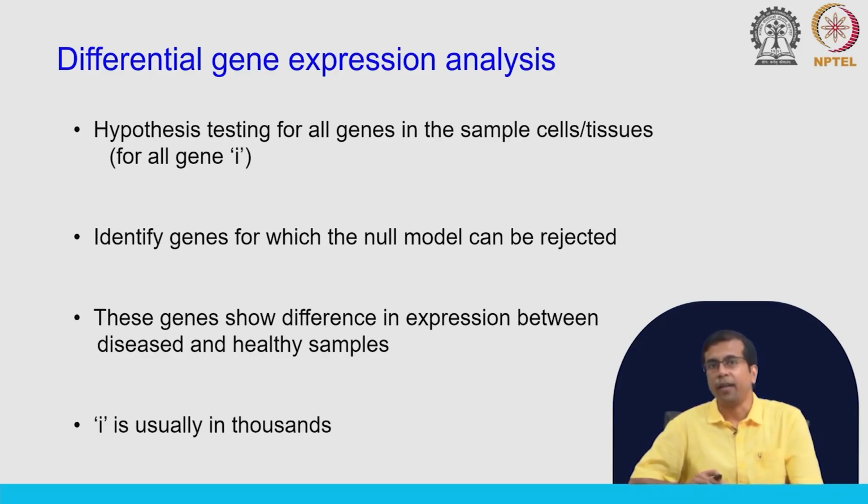Now, this i is usually in thousands or tens of thousands, depending on the organism. If you are talking about a simple bacterium like E. coli, we have 4,000 genes. If you are talking about yeast, it is 6,000. If you are talking about human, 20,000 to 25,000 genes. But if you talk about transcripts, so if you are also considering the isoforms, then that number would increase even further. So, this i is usually in thousands or tens of thousands.